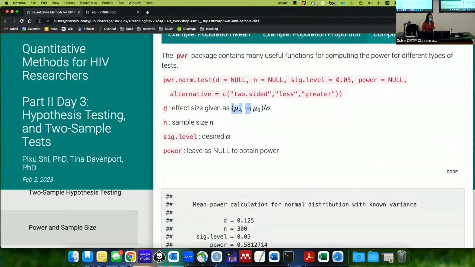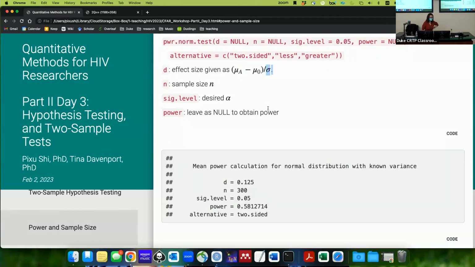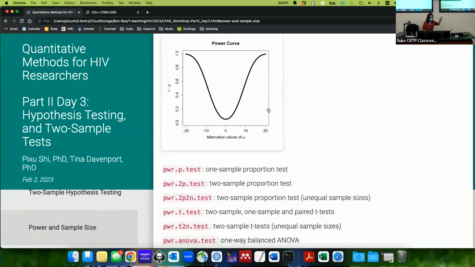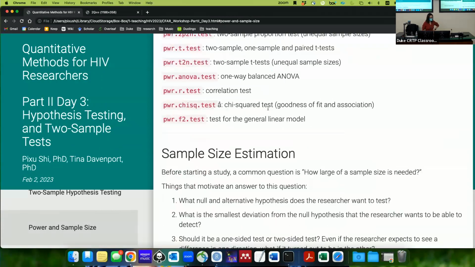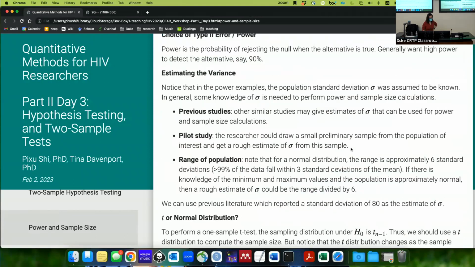If you use this as your effect size, if you say, I want to detect 10 units of change, then you have to come up with a number for sigma. And sometimes you may know it from previous literature, sometimes you may not. In this situation, if you are fixated on the 10 unit change, you will have to come up with the sigma. It's generally done through a preliminary data set or some existing literature.